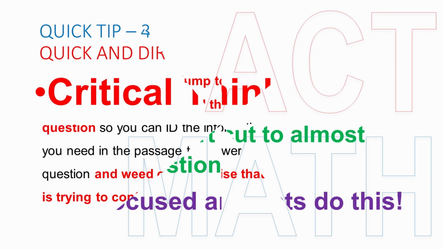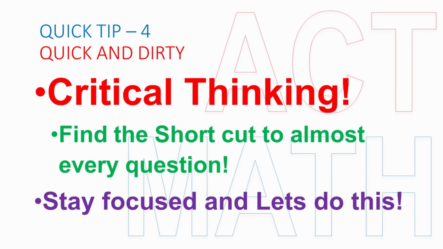Finally, quick tip number 4, the quick and dirty method. Almost every math question, and it shouldn't come as a surprise, has more than one way to approach it. It's up to you to find the shortest way, known to engineers as the quick and dirty way to the answers, where we ballpark answers to find the correct one. This is the back of the envelope method that engineers are known for.